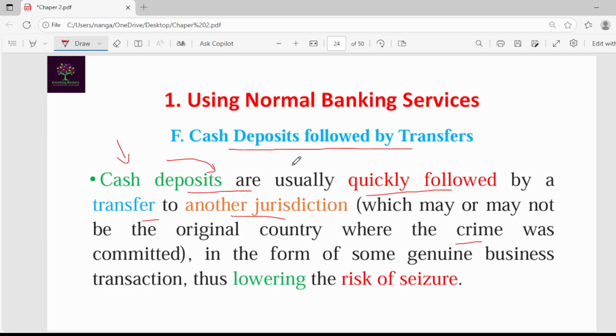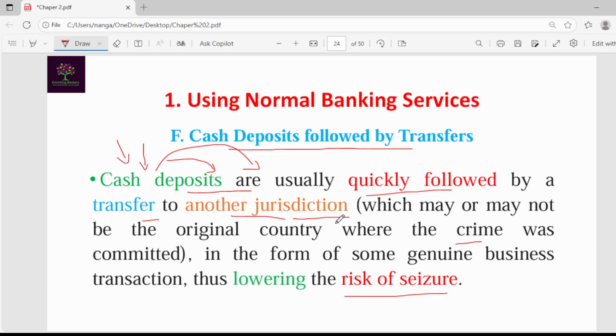Why do they do this? Because they earned this bulk cash from criminal activity, at any time they can be caught. Once they are caught, their funds and cash will also be caught. Once the amount is caught, that amount will be seized. So to avoid the risk of seizure, this cash is deposited into accounts, and immediately that amount is transferred to safer places.